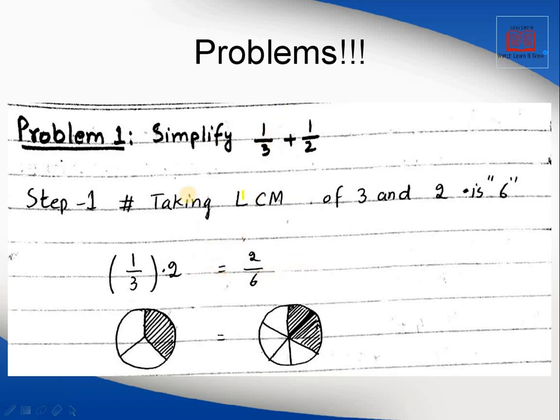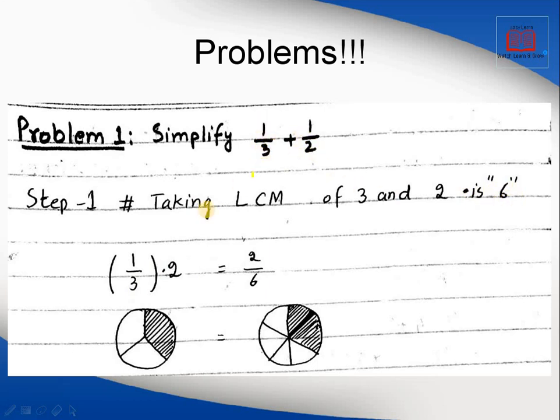Let's see the process. Step number 1: taking the LCM of 3 and 2, which is 6. So we should try to make the denominators 6 in both cases. 1/3 is multiplied by 2. If denominator 3 is multiplied by 2, then it becomes 6. So we will make both the denominators the same.